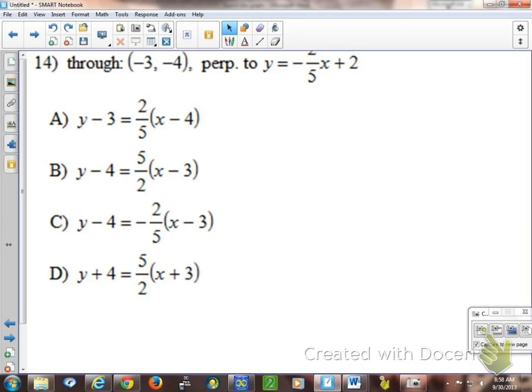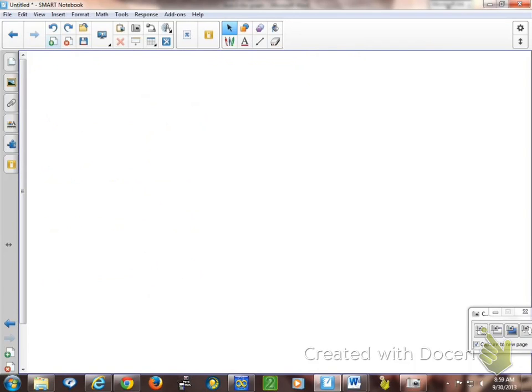One more. I think we understand the point slope part. I'm just going to give you a standard form and say, what's the perpendicular slope? New slide. What would be the perpendicular slope to this line?